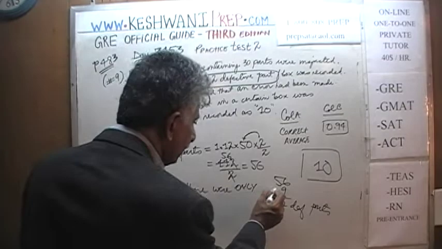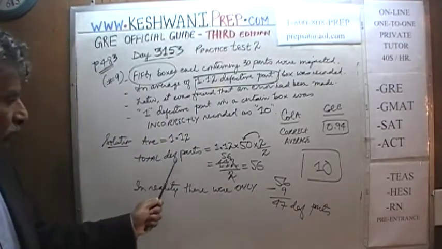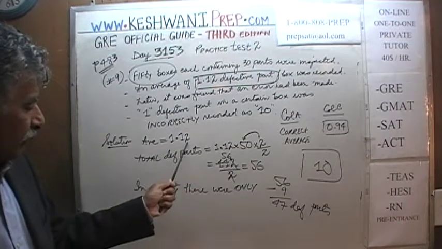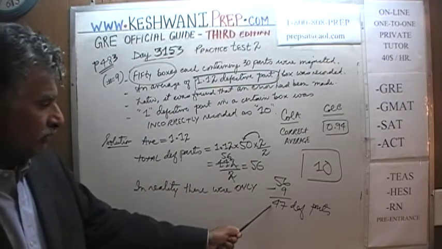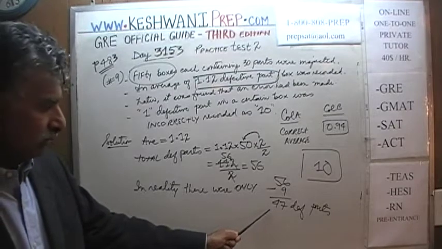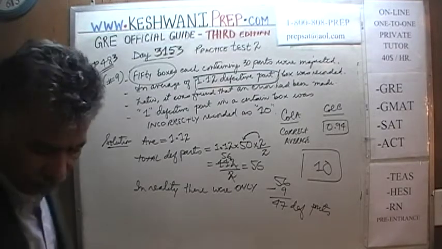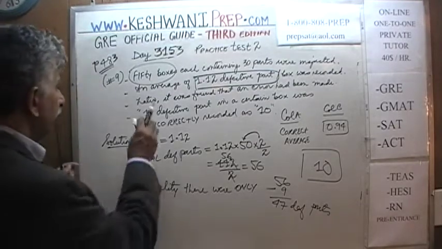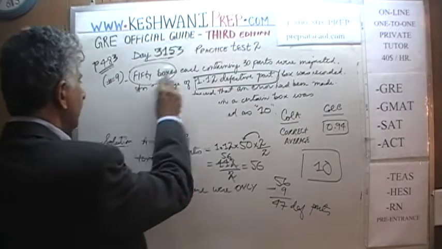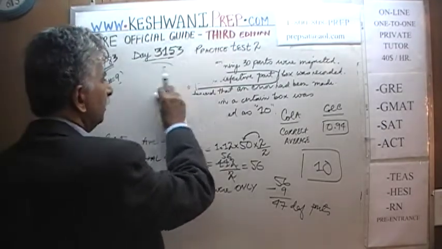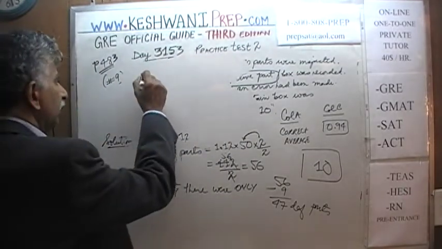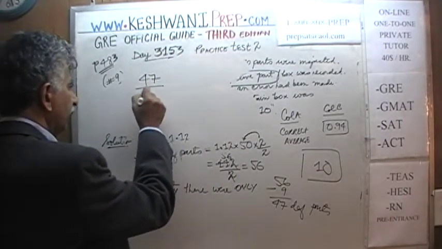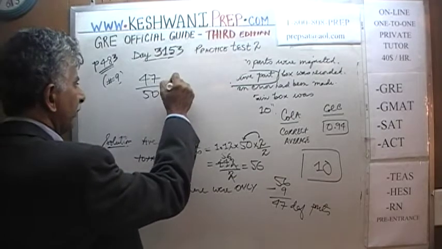So in reality, even though the average of 1.12 tells us that there are 56 defective parts, there were only 47 defective parts. So all you have to do is divide 47 by 50. Let's do it at the top. You don't need any of this now. So let's find out what the actual average is. There were 47 defective parts in the 50 boxes. Let's multiply top and bottom by 2.